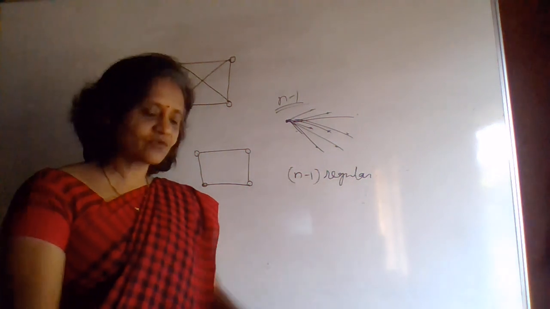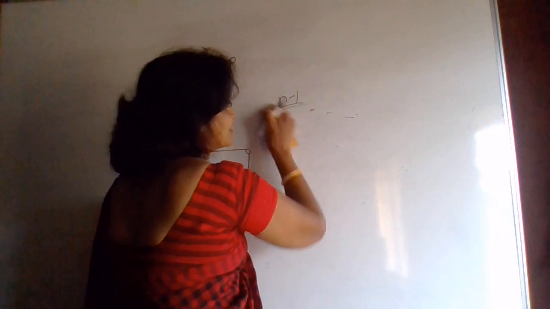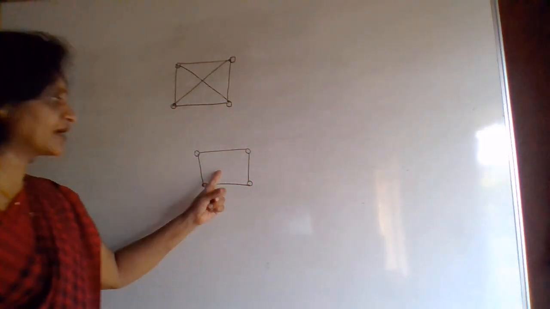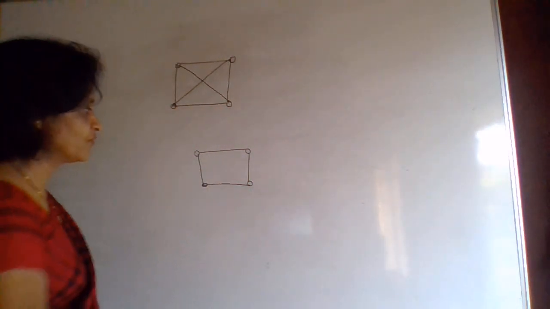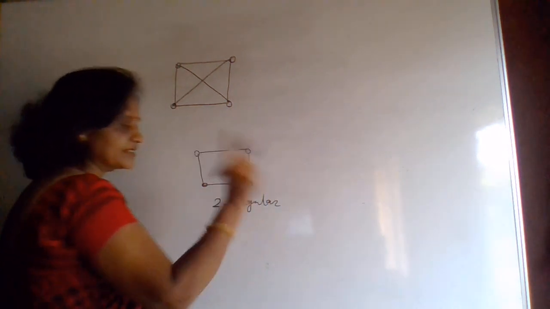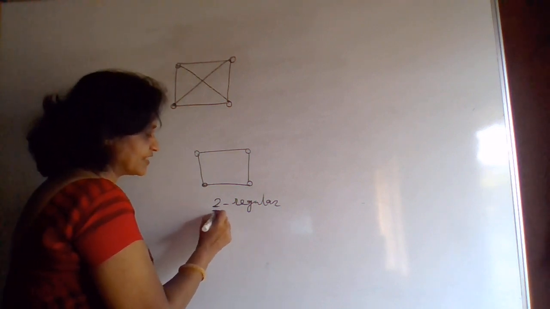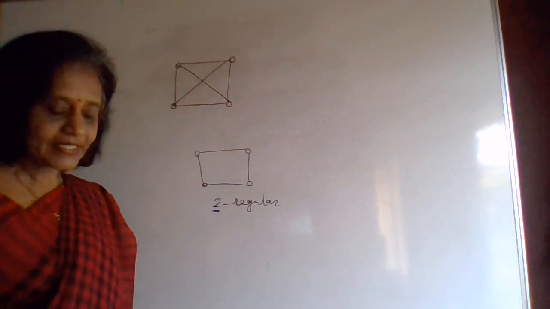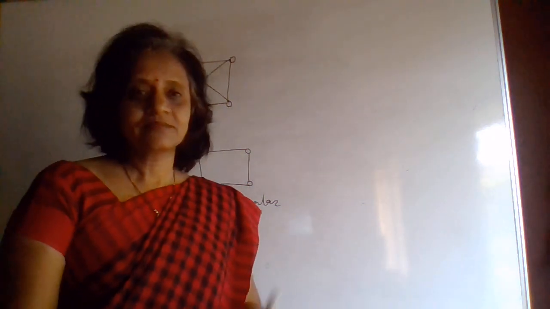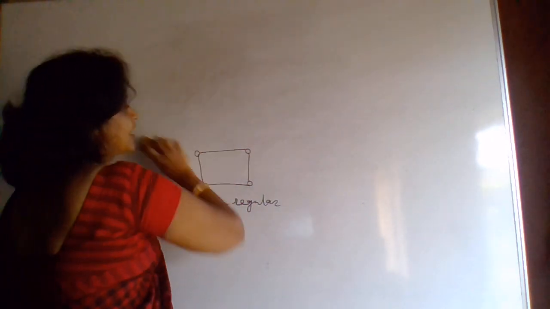But every regular graph is obviously not complete. So here I have given you the example where it is regular but not complete. We write it as 2 regular. 2 regular means a graph is regular where the degree of each vertex is 2. So these were some basic terms of graph theory, and now we will go for the next, what is called an isomorphism.